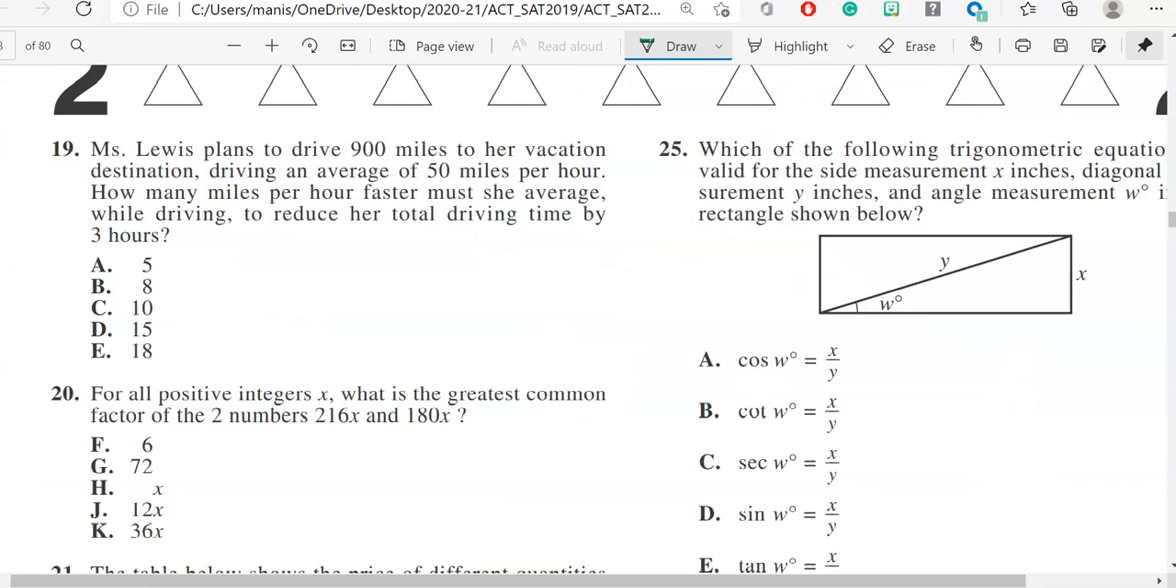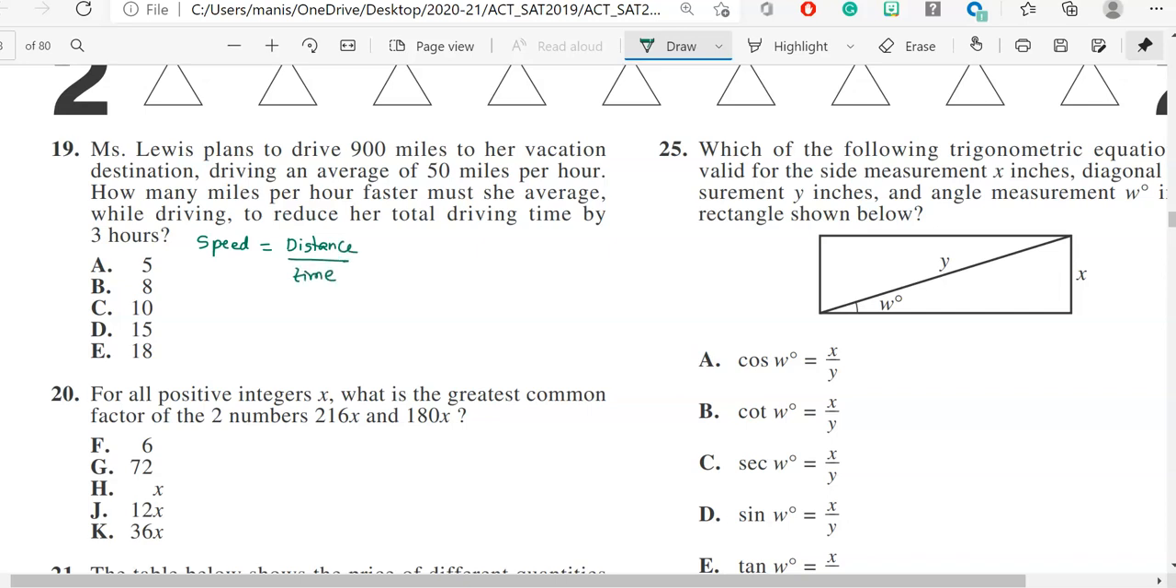Miss Lewis plans to drive 900 miles to her vacation destination, driving at 50 miles per hour. How many miles per hour faster must she average while driving to reduce her total driving time by 3 hours? Whenever you see miles per hour and distance, use the formula. Speed is equal to distance over time. This is the formula we'll be using.